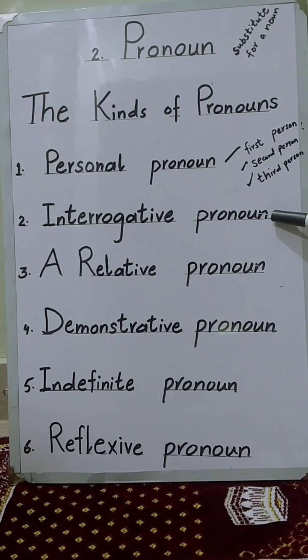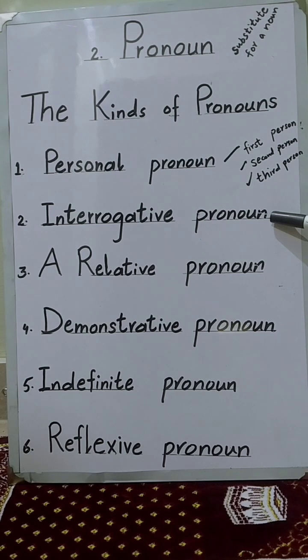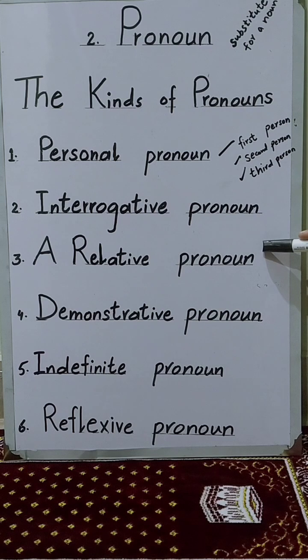Now we will discuss the interrogative pronouns. Interrogative pronouns ask questions. They are who, whom, whose, which, what. Who went with her? With whom did she go? Right? A relative pronoun refers to some noun going before and in doing so it joins two sentences together.